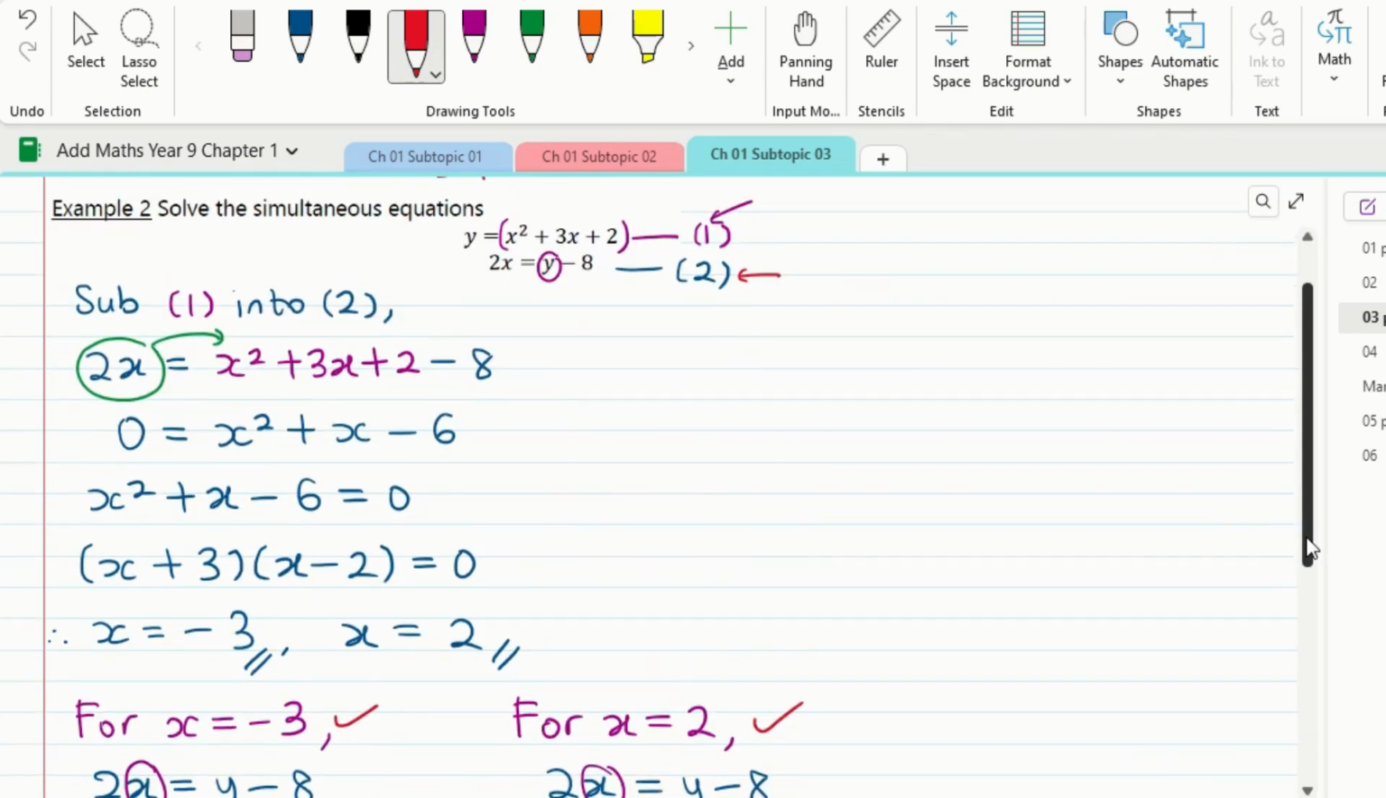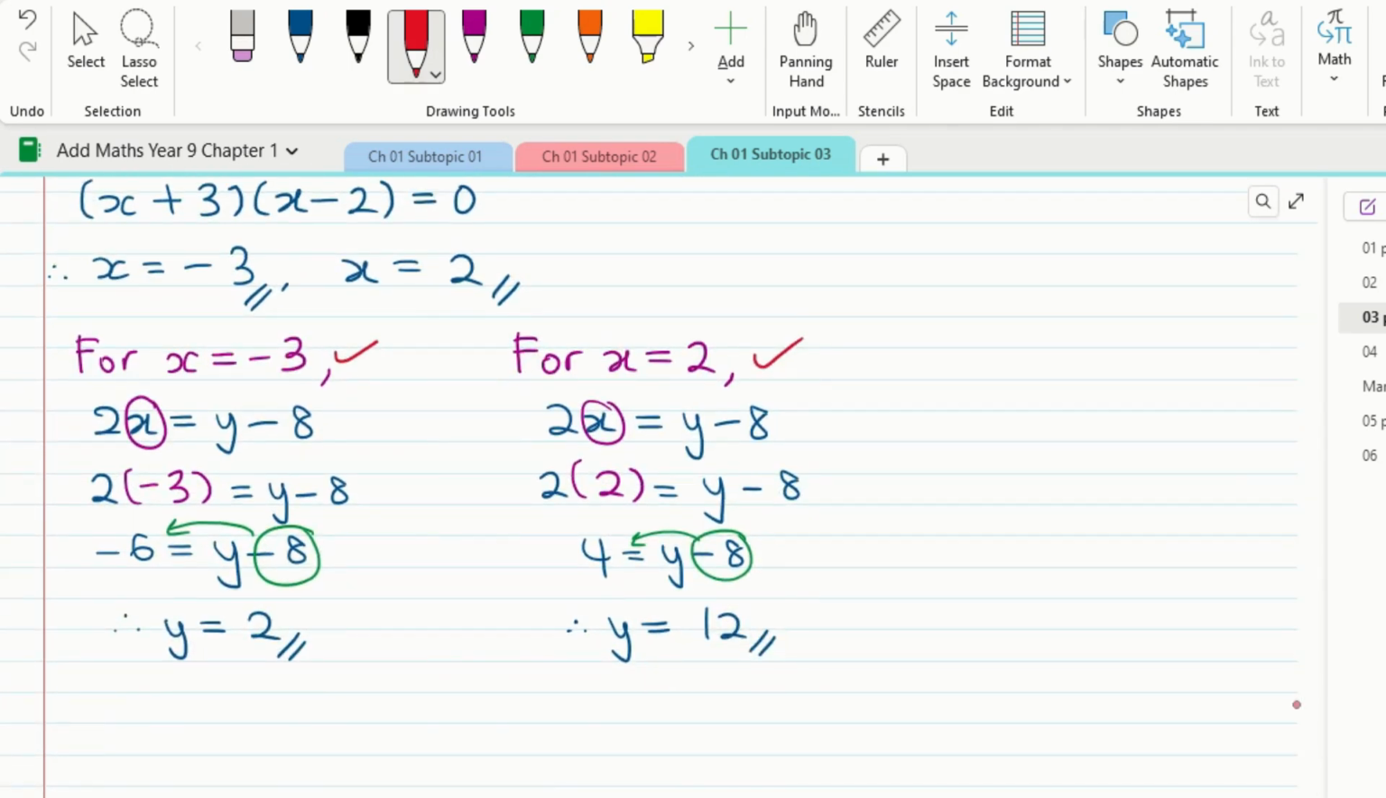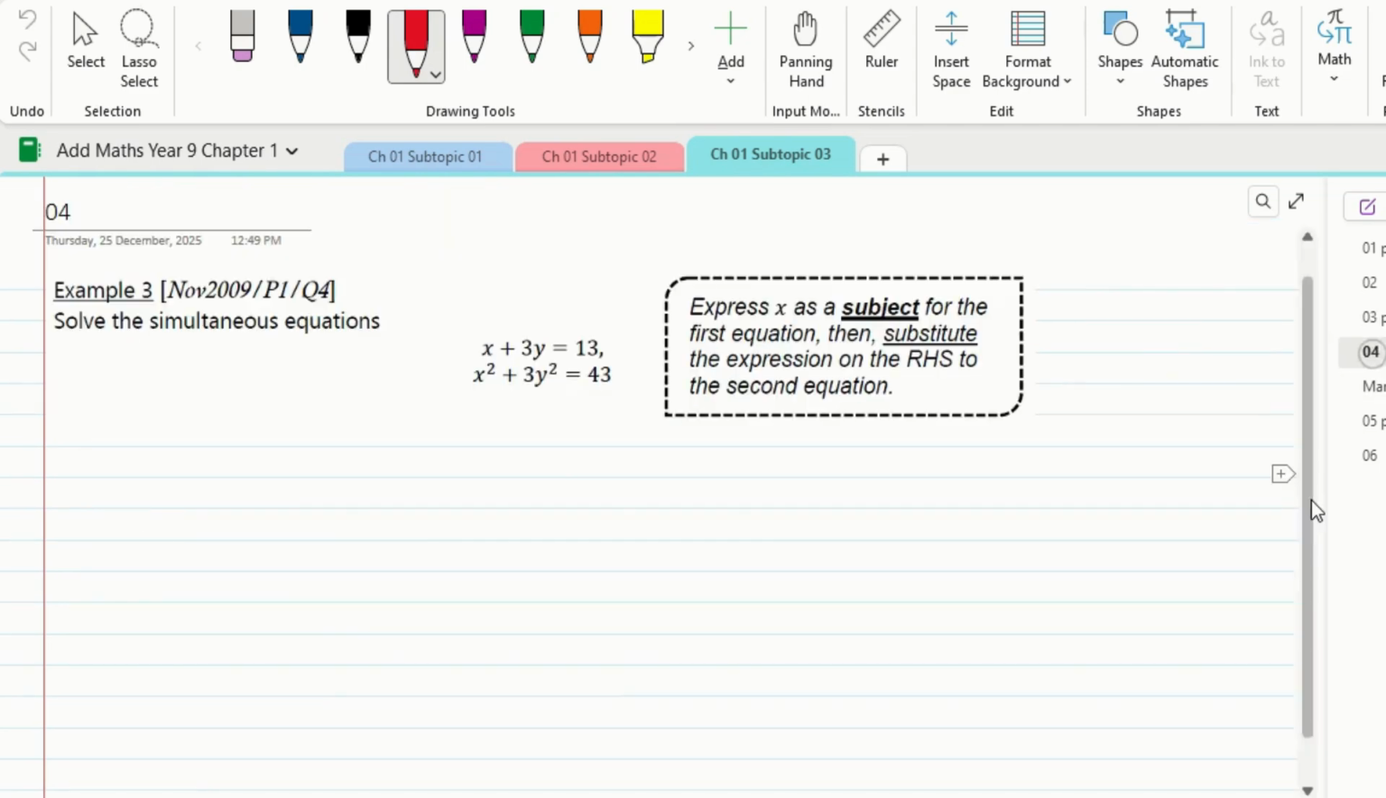So 2x equals y minus 8, and x is replaced with negative 3 and negative 2. So for the first solution, for x equals negative 3, you will have y equals 2, and for x equals 2, y equals 12.